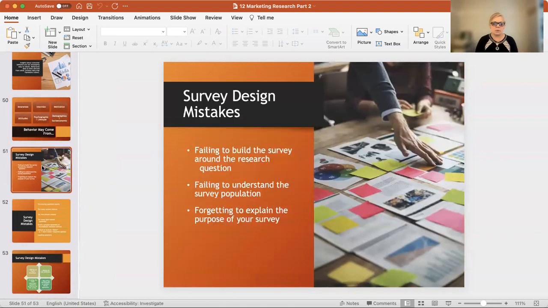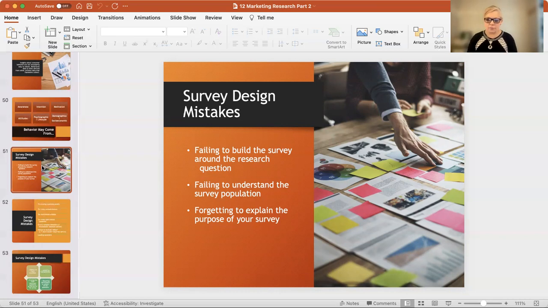What are some of the common mistakes that folks make in survey design? Well, they fail to build a survey around the research question. We talked about that early on. They start thinking, oh, we're going to spend all this money, let's start answering other questions. And it gets very convoluted. Then the results can't easily be interpreted to answer the question you really wanted to address to begin with.